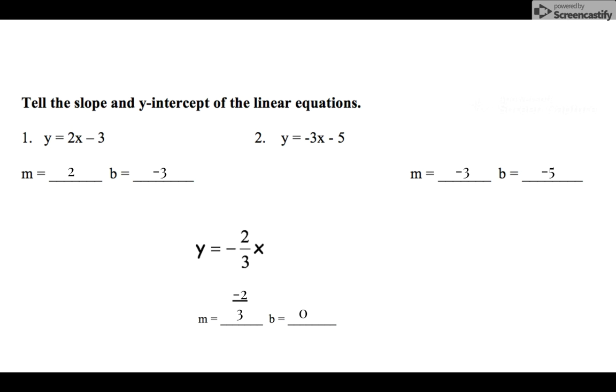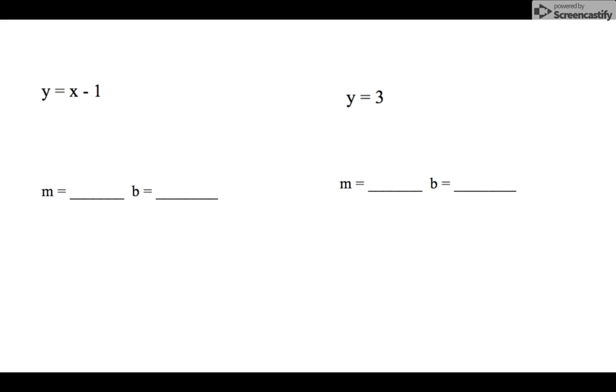So we'll talk about this later on. That actually means that it goes through the origin. But it's important just to identify if there's no plus or minus that it's going to be 0. All right, and we have 2 more examples we're going to talk about.